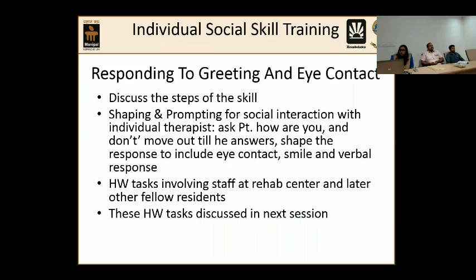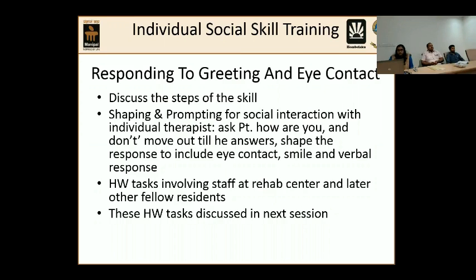He was also given a homework task involving staff at the rehab center initially. So he has to go and greet another staff, or another staff will greet him and he has to respond to them. Or later with other fellow residents. So he has to go and talk to 2 other inmates of his room. This homework task will be discussed in the next session: what went wrong, what went right, and what could have been done.